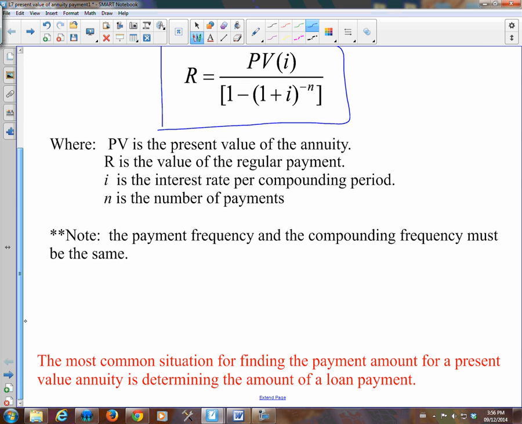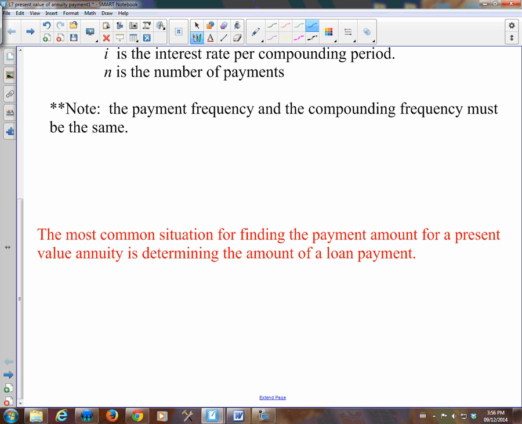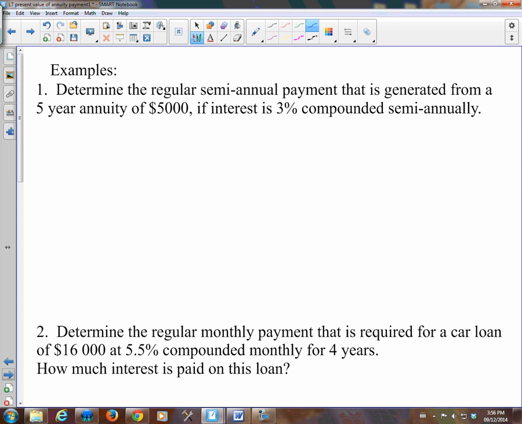What's important to note is we use this formula most commonly for finding the payment amount for the value of an annuity right now. That is to calculate the amount of a loan payment. So this formula is used to figure out how much of a payment you make each month for a loan that you're borrowing now, on an amount of money now. So my examples.